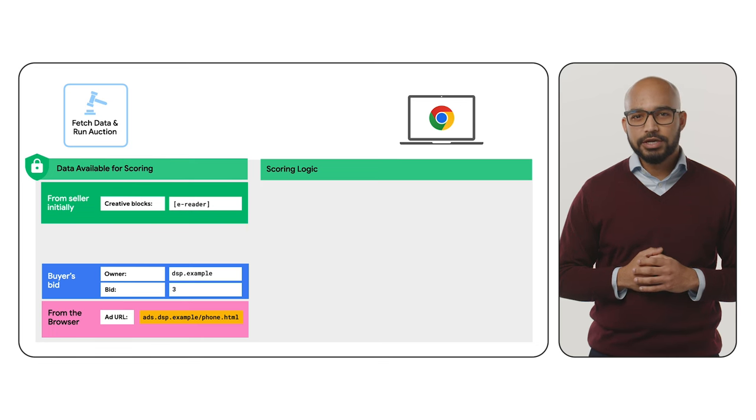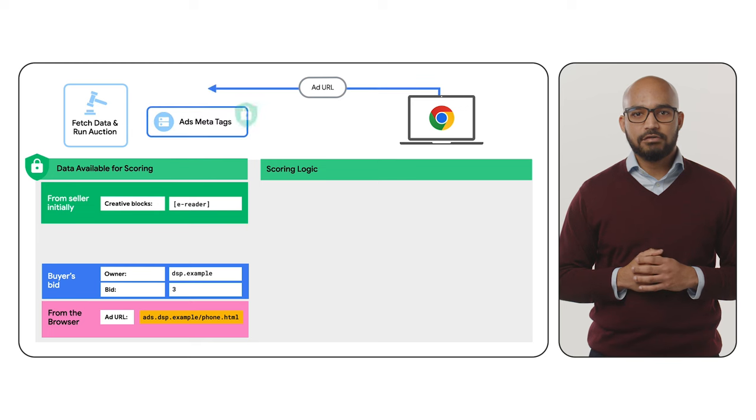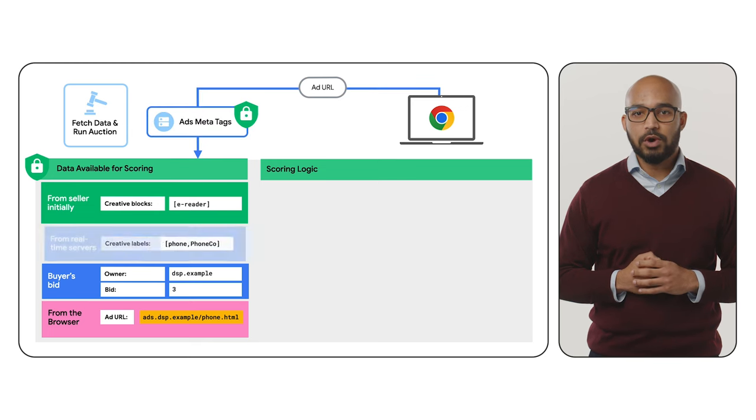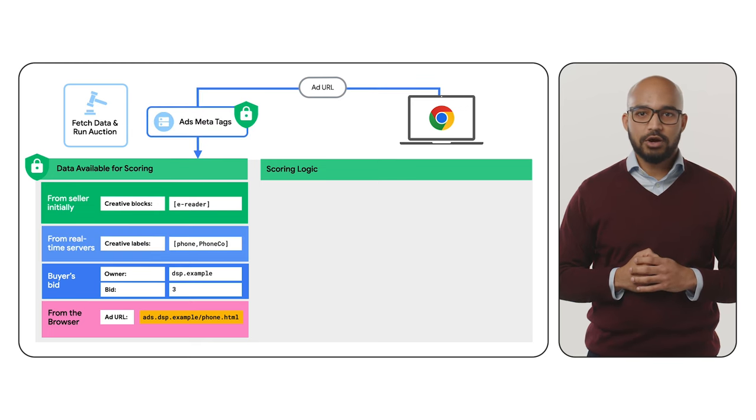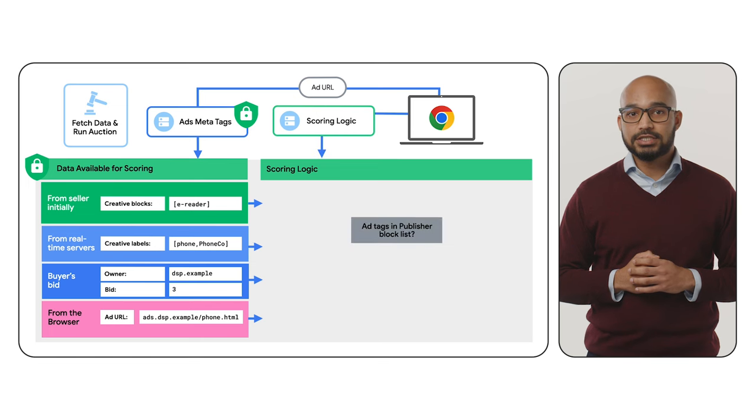Now, at this point, the browser will fetch the creative metadata from the seller's server using the creative URL as a lookup key. So now available for the ad scoring is the seller's creative metadata from their own scanning service. Similar to the DSP's budgets, this data is fetched again in real time at the time of the auction.